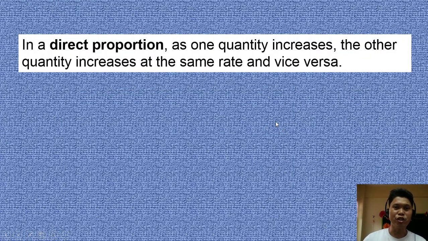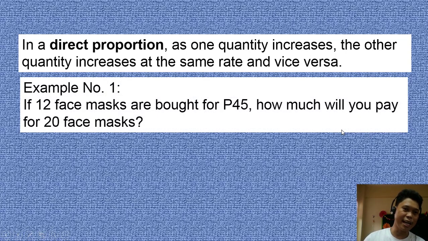Simulan na natin. Okay, in a direct proportion, as one quantity increases, the other quantity increases at the same time and at the same rate and vice versa. Anong ibig sabihin yan? For example, if 12 face masks are bought for 45 pesos, how much will you pay for 20 face masks? If you are going to analyze this problem, kapag bumili ka daw ng 12 na face mask, 45 pesos ang babayaran mo, magkano naman ang babayaran mo kung 20 face mask?